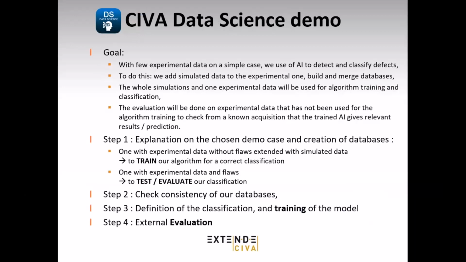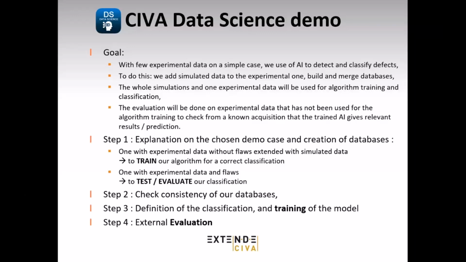So you will see in CIVA, I will start with experimental data. So acquisition, and we have acquisition with a zone with flaw and a zone without flaw. So at the first stage, we'll collect data from the experimental data without flaw, and all the simulation. So we'll add simulated data, build and merge the database. So the experimental data without flaw and all the simulation that we performed will be used for algorithm training and classification. So this is the first thing that I will show you.